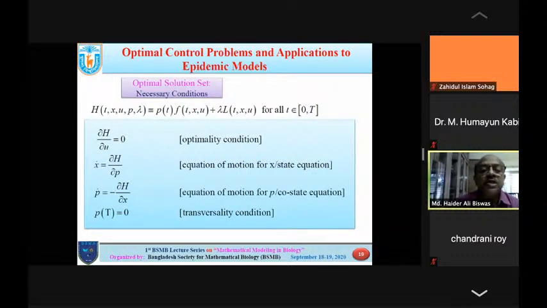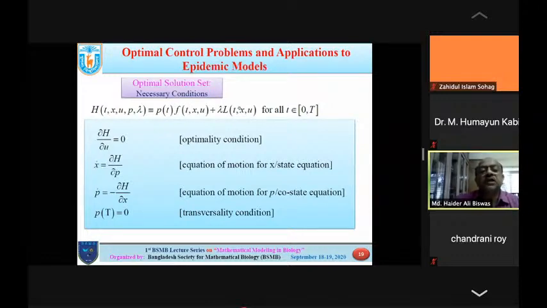I already discussed that Pontryagin discovered the set of necessary conditions to solve this type of problem. So there is not a unique solution technique. We need a set of conditions to solve this type of problem. But before that, we need to define the Hamiltonian function with respect to our objective and constraint. You can see here F is our dynamic constraint, and capital L is our objective function.